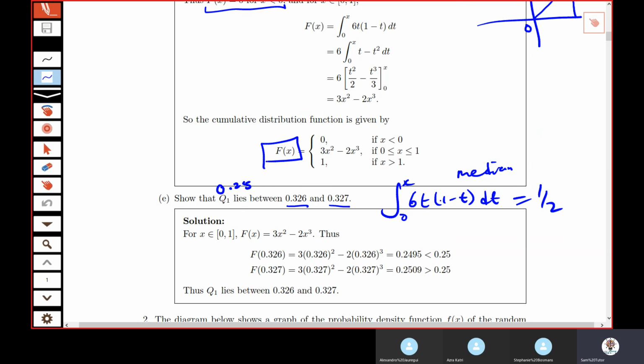And all you've got to do, instead of going and integrating and trying to find it, which you can, but there's no point, is say, well, I already know what F of x is. It's this, as long as x is between 0 and 1, which it is. You sub it in, and you realize that's below 0.25. That's above 0.25. So that means your quartile, Q1, must lie somewhere in between these two. It's obviously not exactly in the middle.